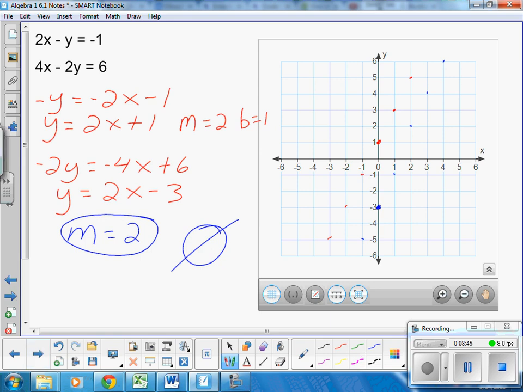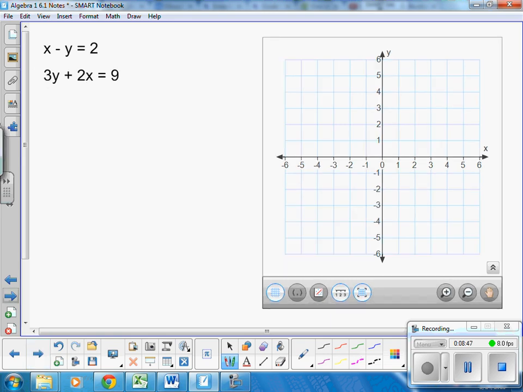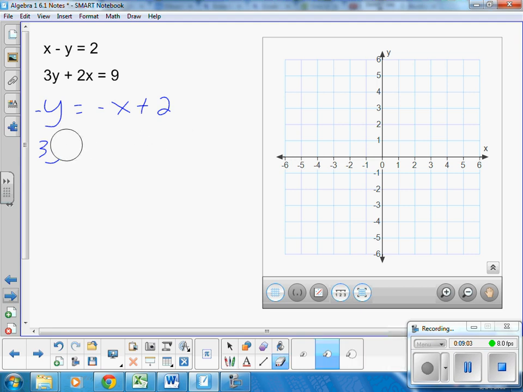Next one. Number 3, negative y is equal to a negative x plus 2. And this one is going to be 3y equals a negative 2x plus 9. Well, let's not do that yet. Sorry. Multiplying by a negative 1, y equals x minus 2.